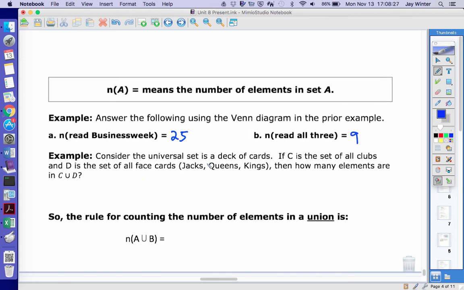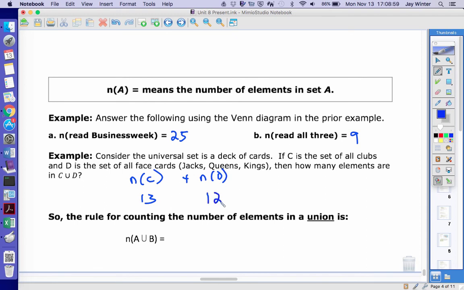All right, so let's talk about another example of this union rule, where you want to think about a universal set being a deck of cards. If C is the set of clubs and D is the set of all face cards, how many elements are in the union of C and D? Okay, well, let's think about the number of clubs in the deck, and the card players who are watching this know that out of the standard 52, 13 of them are clubs.